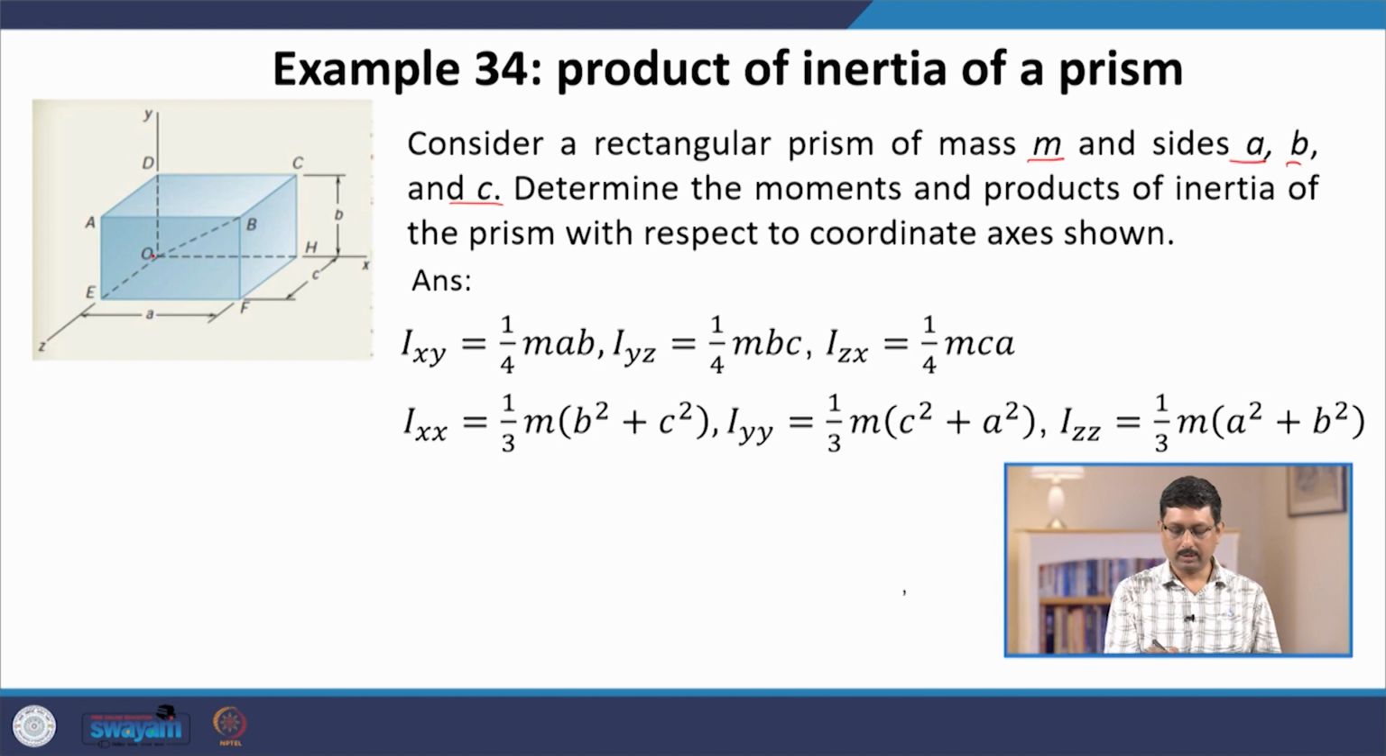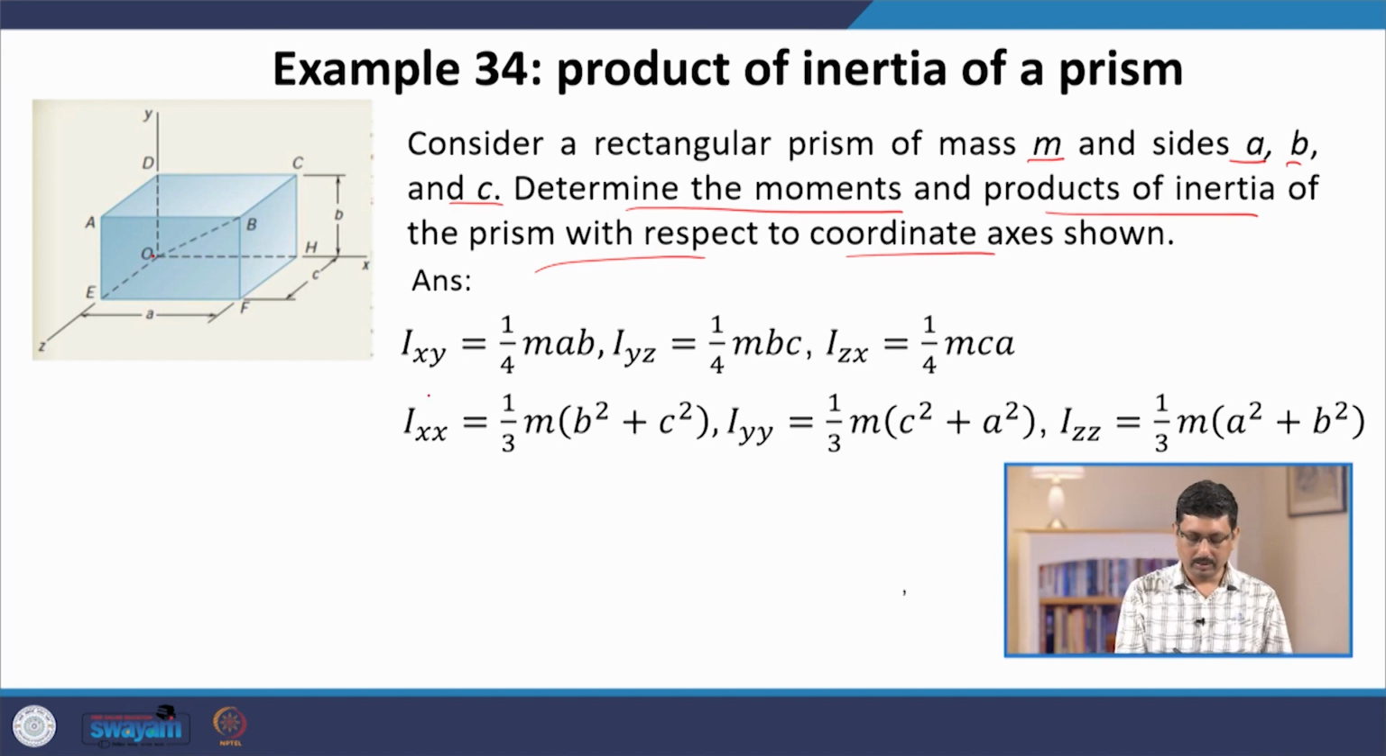The question asks us to determine the moments and products of inertia of the prism with respect to the coordinate axes shown, which means we need to calculate the different components I x y, I y z, I z x, which represent the 3 possible products of inertia, and I x x, I y y and I z z, which represent the moment of inertia about the 3 axes shown. So, let us work it out. Let us calculate the I x y.